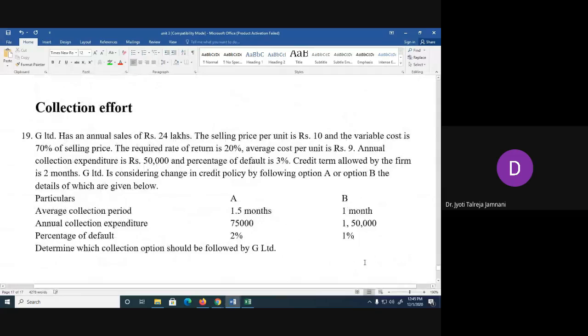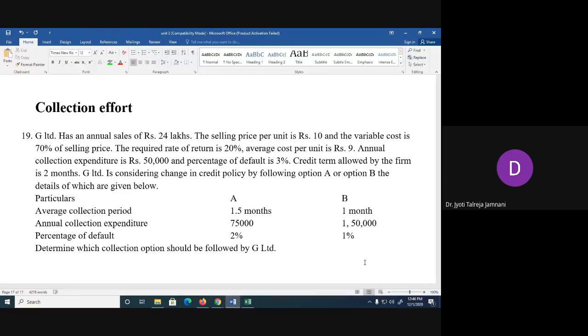Okay, so G Limited has an annual sales of rupees 24 lakhs. The selling price per unit is 10 and the variable cost is 70% of selling price. The required rate of return is 20%. Average cost is 9. Annual collection expenditure is 50,000 and current percentage of default, nothing but bad debts, is 3%. Credit term allowed by the firm is 2 months. So as of now, company is giving them 2 months period.